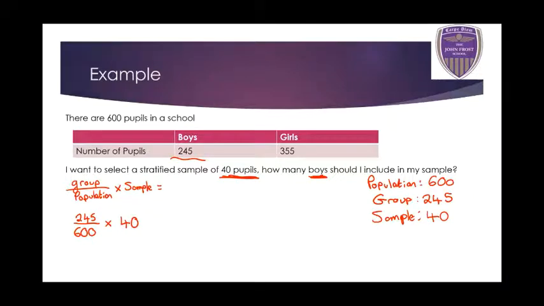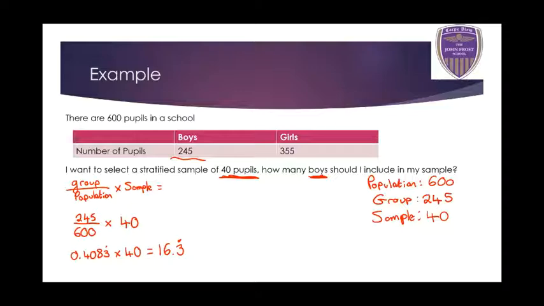That will give you 0.4083 recurring. I'm going to times that by 40. I'm just writing this step by step to show you what I'm doing, but feel free to just times this answer by 40, and you will get 16.3 recurring. Now, obviously, we can't pick 16 1/3 boys, okay?